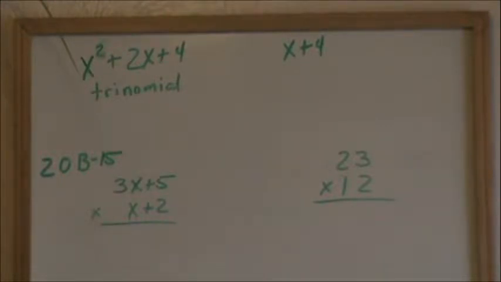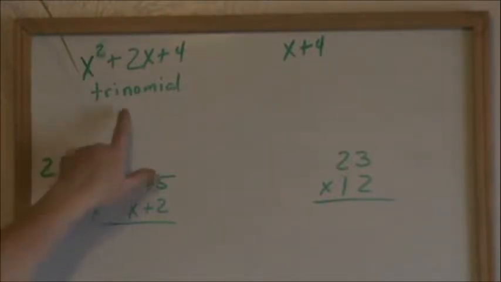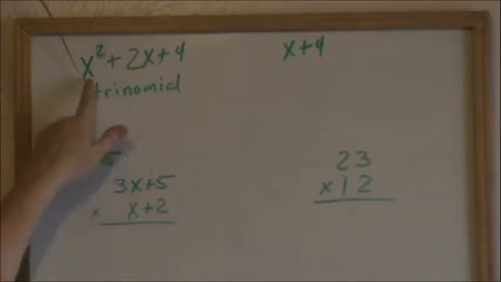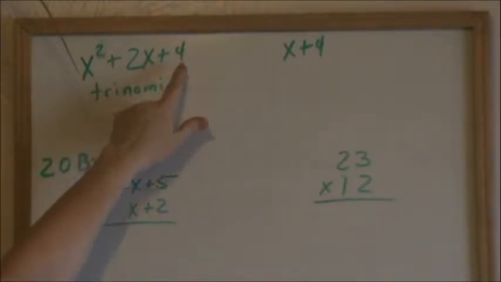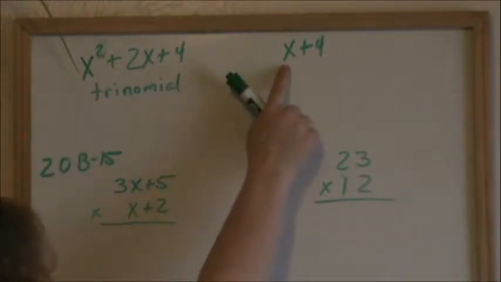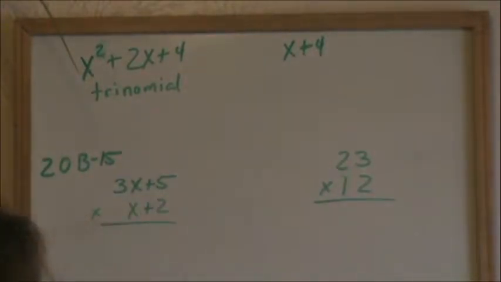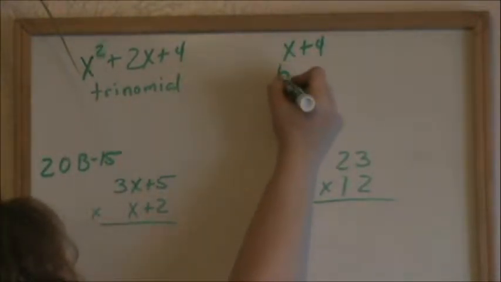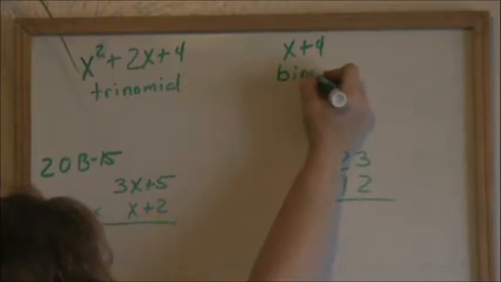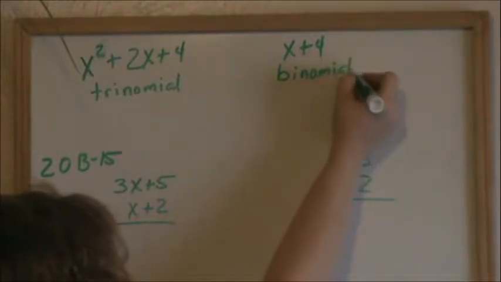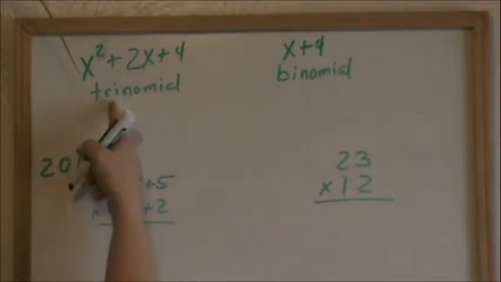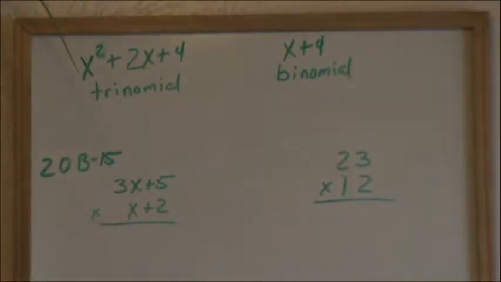Now we're going to be multiplying polynomials. Remember we called this a trinomial because it had 1, 2, 3 terms. So what do you think this would be called? It has 2 terms, so it would be called a binomial, like bicycle, 2 wheels, tricycle, 3 wheels.